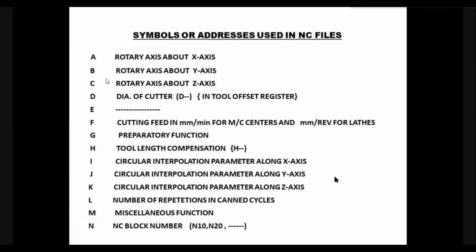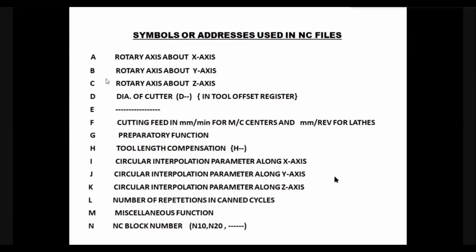Okay. So here I have listed most of the symbols and addresses used in NC files. Here, A stands for rotary axis about the X axis. There are sets of axis coordinate systems, the Cartesian coordinate system. We have X-axis, Y-axis, Z-axis. Similarly, U, V, W and A, B, C. X, Y, Z and U, V, W are linear axes. A, B, and C are the rotary axes, which rotate about the linear axes. So totally out of 26 alphabets, we have already used 9 letters.